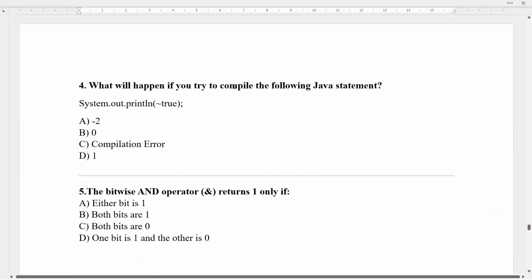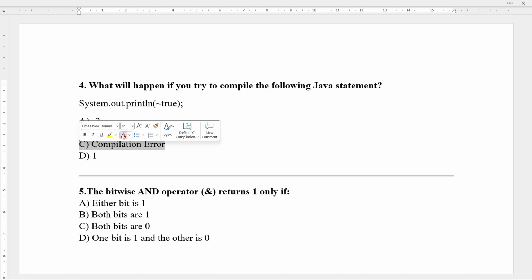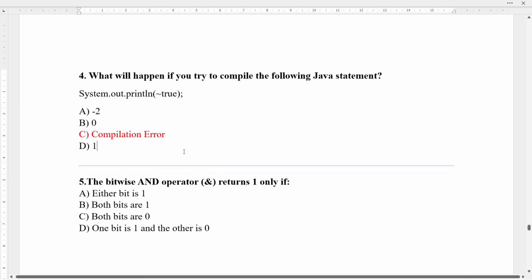Fourth question. What will happen if you try to compile the following Java statement? Not true. We should not apply the not operator for Boolean type, so it raises a compile time error. Compilation error. Fifth question. The bitwise AND operator returns 1 only if both the bits are 1. We know that the output of the AND operator is 1 only if both the bits are 1. So option B is correct.